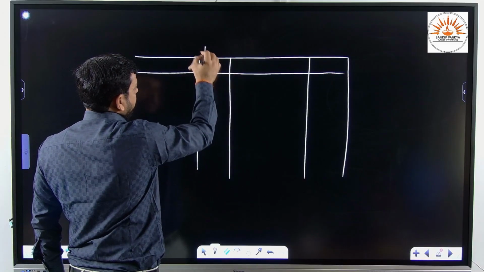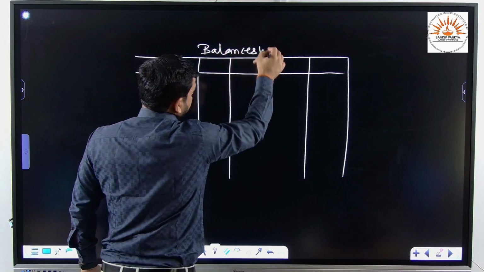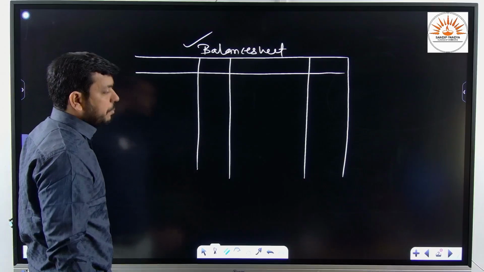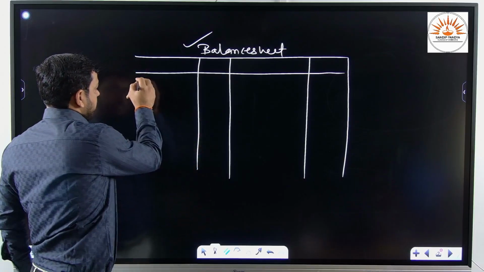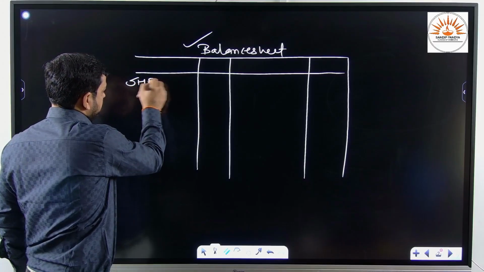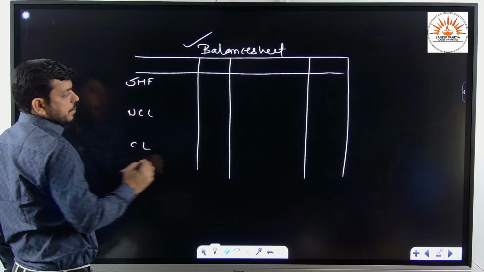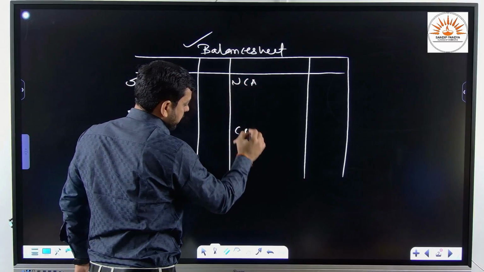So the table whatever I drew is a balance sheet. So let me write first of all. As we know, this balance sheet of a company contains basically 5 separate portions, which are shareholders fund, non-current liability, current liability, non-current assets and current assets.